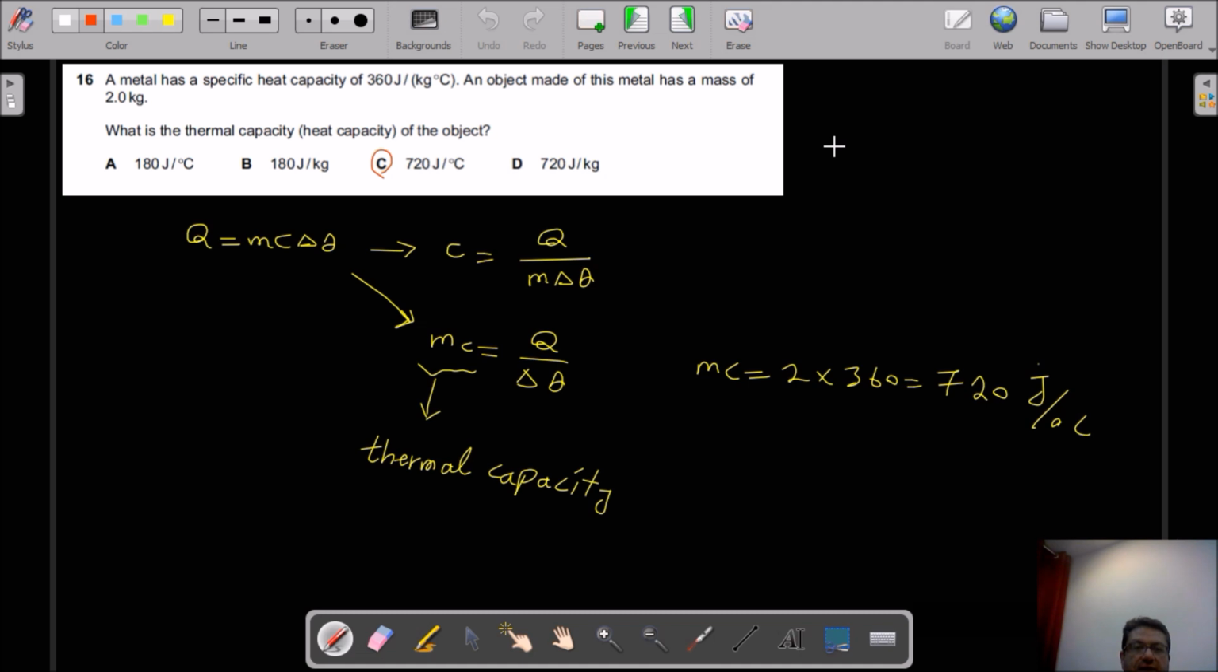Question 16. A metal has a specific heat capacity of 360 joule per kg degree Celsius. An object made of this metal has a mass of 2 kg. What is the thermal capacity of the object?